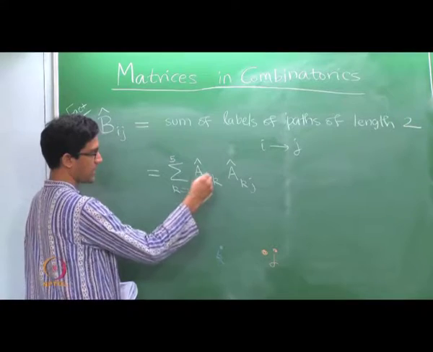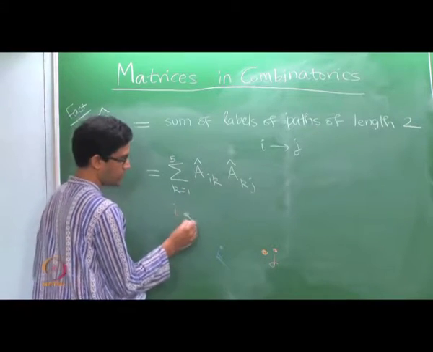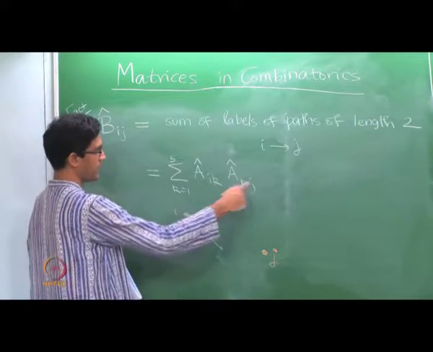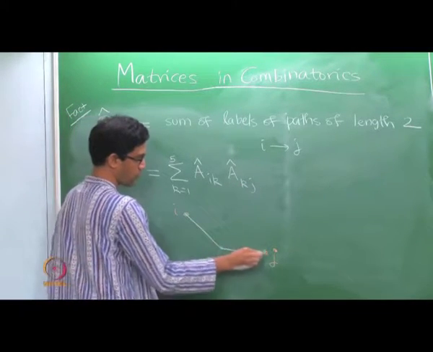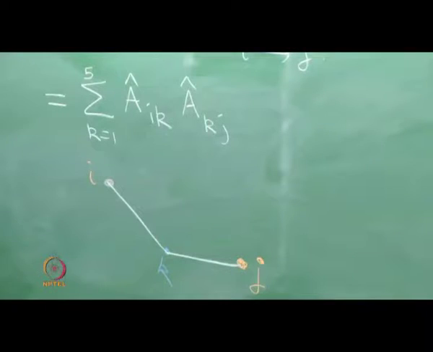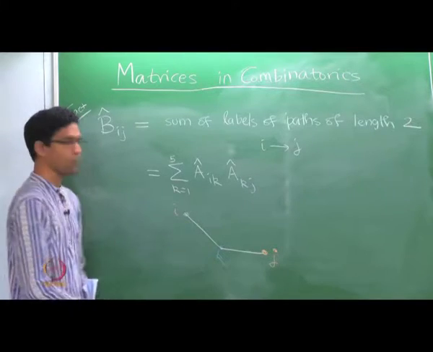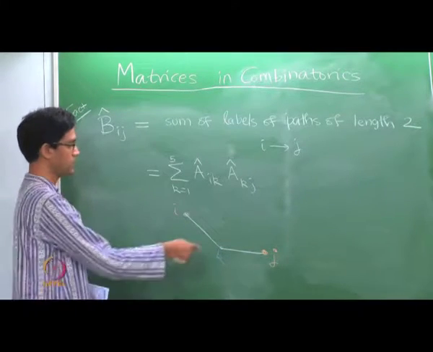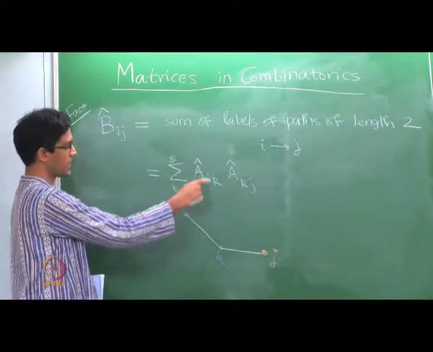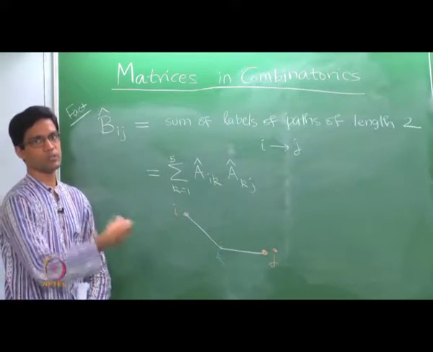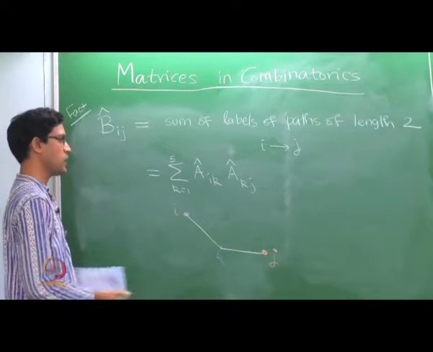So A hat ik will tell me how to go from i to k, which edge I should follow to go from i to k, and A hat kj tells me which edge I need to follow when going from k to j. Okay, and you concatenate these 2 things together, that's the product, and you sum over all possibilities for this stopover vertex k. Okay. So it's kind of clear that this exactly does what we want it to do, which is it gives you all possible ways of going from i to j in 2 steps.